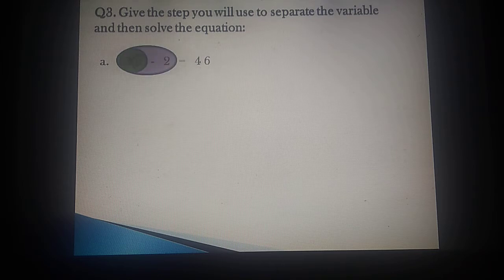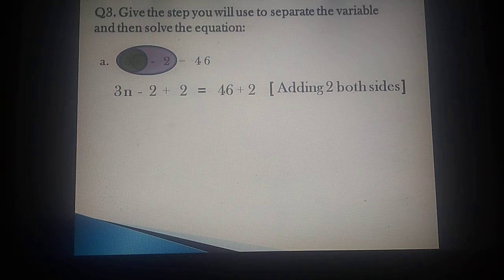Now in the outermost circle we can see it's 2. So opposite of minus 2 is plus 2. So we will add 2 to both sides. First LHS, add 2 to it, and then the same with RHS 2. Now solving the LHS. Here you can see in LHS there are two values, same values with different signs. So we will cancel minus 2 and plus 2, left with 3n. Finally, we will get 48.